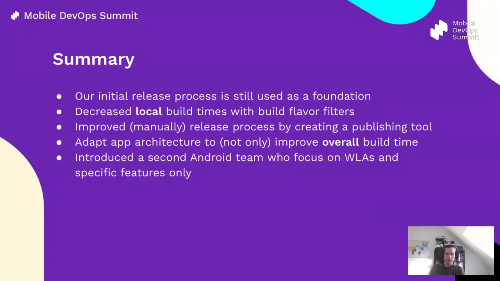So, summary of all of those. Our initial release process is still used kind of as a foundation, but we decreased our local build times with build flavor filters. We improved the manual release process by quite a lot by creating our own publishing tool. We adapted our app architecture to improve the overall build time, not only for us, but also on the CI. And we introduced a second Android team who focused on white label apps and specific features only.